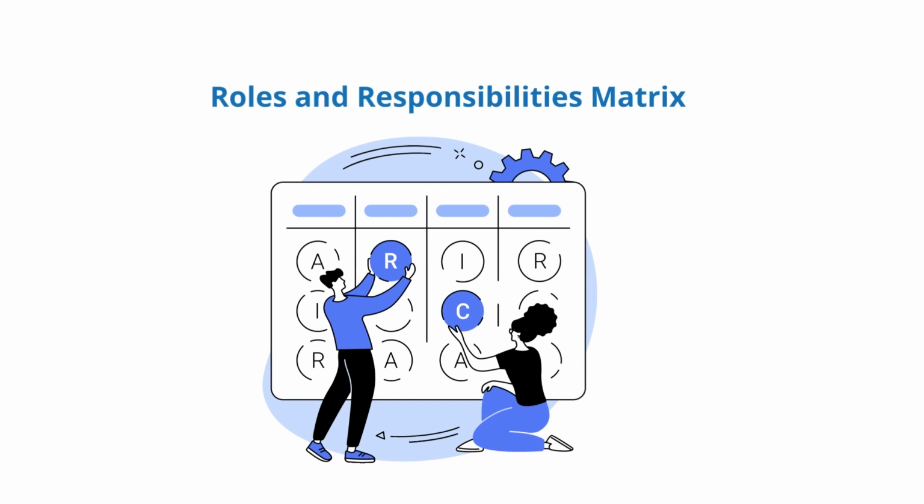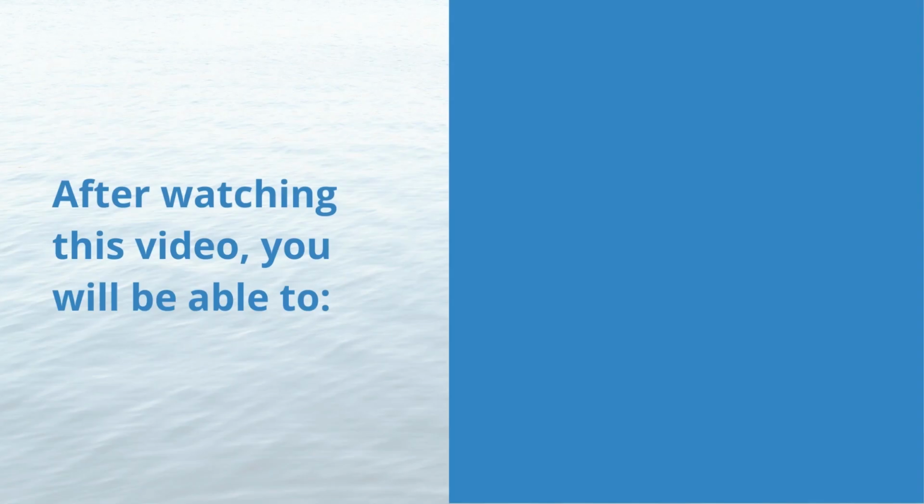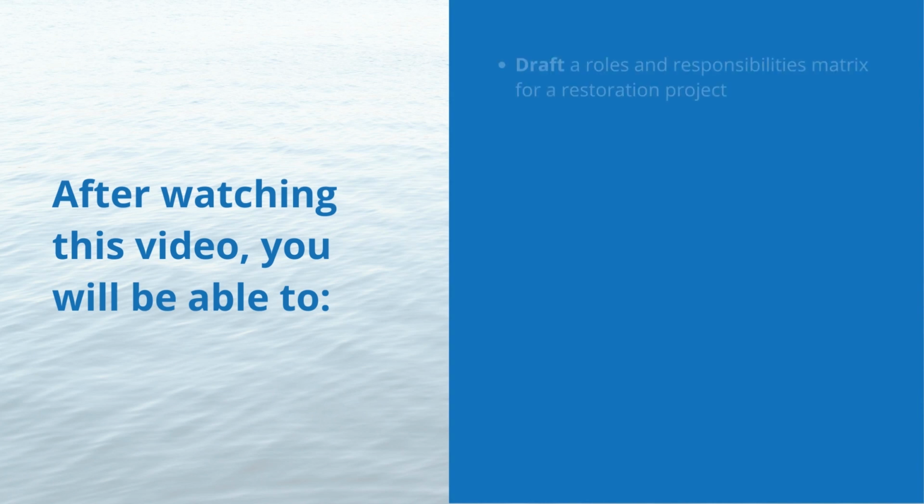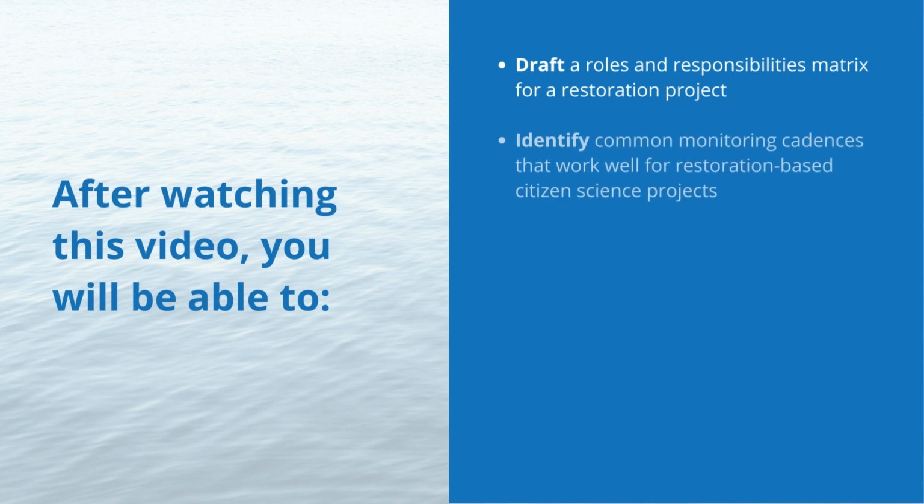Image of a pad of paper with dominoes and wooden gear wheels around it. There are 2 wooden people game pieces on the paper and text that says roles and responsibilities. Next is a graphic of 2 people moving colored letters RACI around a table diagram. The title Roles and Responsibilities matrix is above the diagram. You can use one to keep your project on track. After watching this video, you will be able to draft a roles and responsibilities matrix for a restoration project.